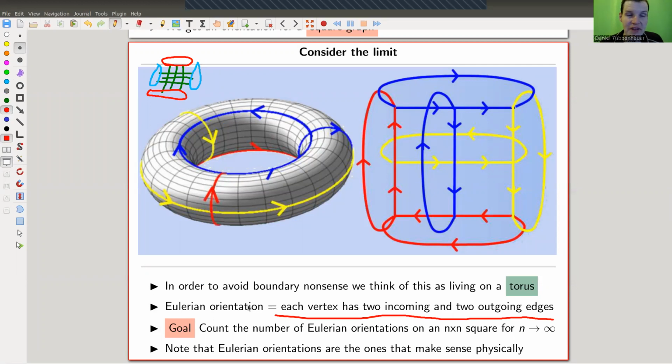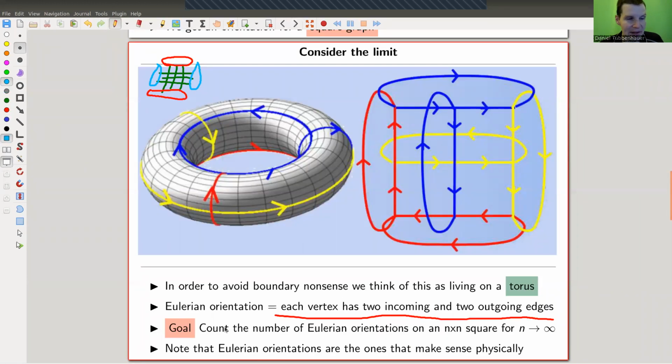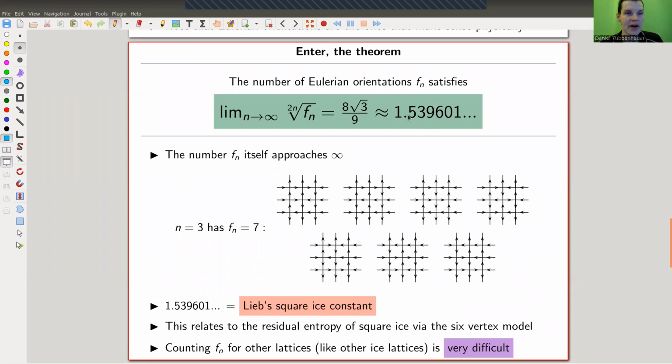And we just want to count the number of those, because this is the number of possible states of the system. Right? So the system will always have a state with two incoming and two outgoing edges, but there can be many states for the same system. We'll see an example in a second. And the mathematical goal is simply to count the number of those as n goes to infinity. So not for a fixed n, but as n goes to infinity. And it turns out that this is a nice answer, which is absolutely non-trivial. And here's the answer. And this is the square ice constant. So F_n is the number of Eulerian orientations of the n by n grid. And of course, F_n itself approaches infinity.